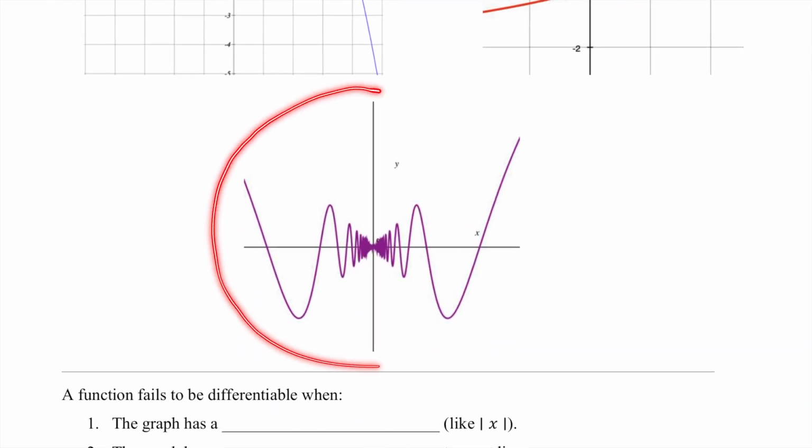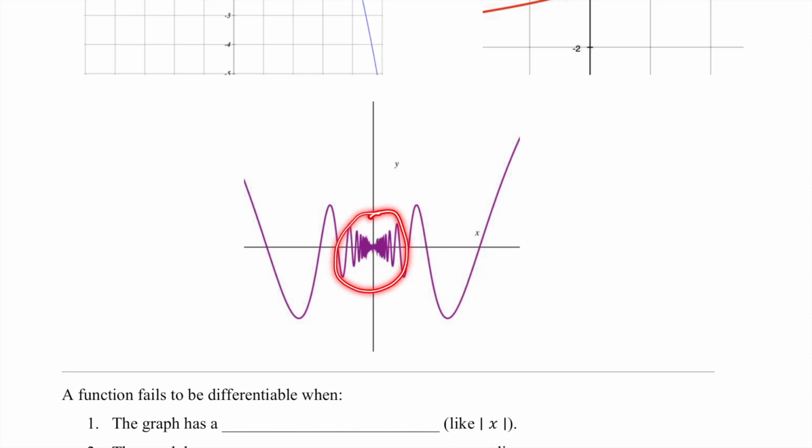Let's look at the bottom graph. Near the center, the graph starts wiggling back and forth very quickly. As we move closer to that point, the graph keeps changing direction again and again. Because of that, the slopes never settle to one value, so we cannot determine a single tangent line here. That means the derivative does not exist at that point.